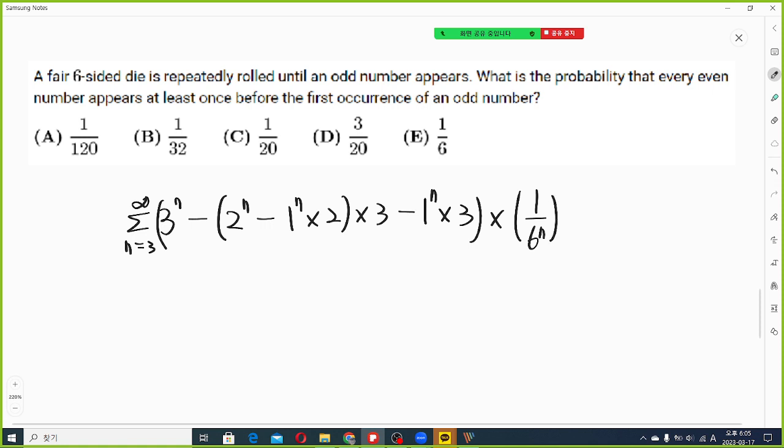And after this, the odd number should appear. So what's the probability that an odd number appears? When you throw a die, what's the probability that an odd number appears? One half. So we need to multiply by 1/2. So we need to calculate this, and for this we are using the infinite series. Yeah, there is a formula to find the infinite series.